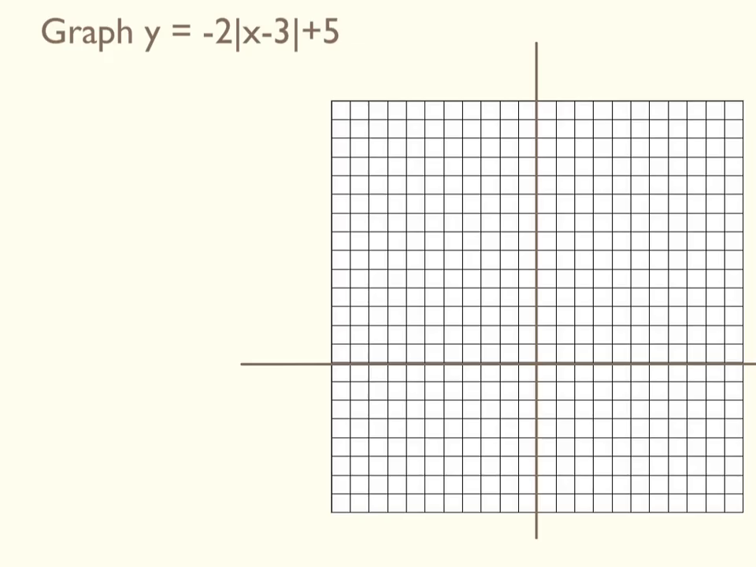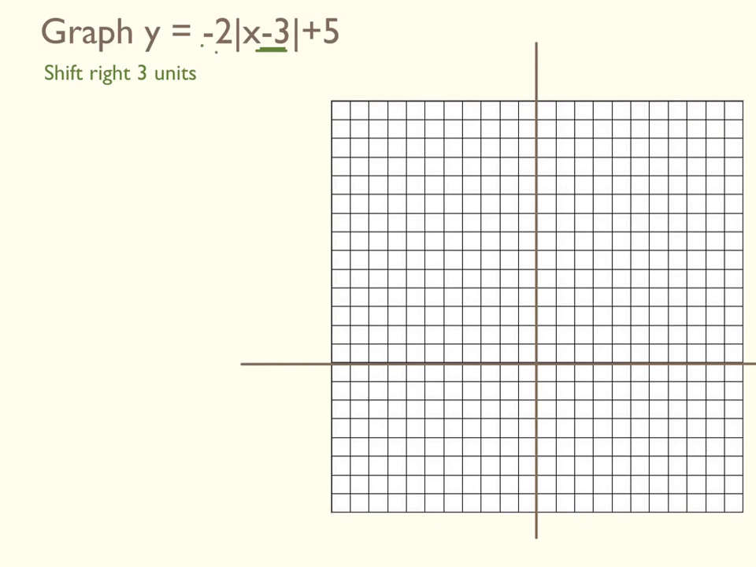So here's an example. We're going to graph y equals negative 2 times the absolute value of x minus 3, and then all plus 5. If we think about what the transformations are going to be, to my x values, all I'm doing is going right 3. So that means I'm going to add 3 to all my x values. My y's are going to change 3 different ways. I have a negative here, which reflects it over the x-axis.